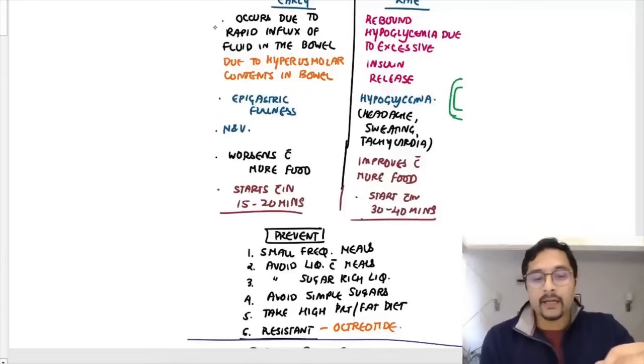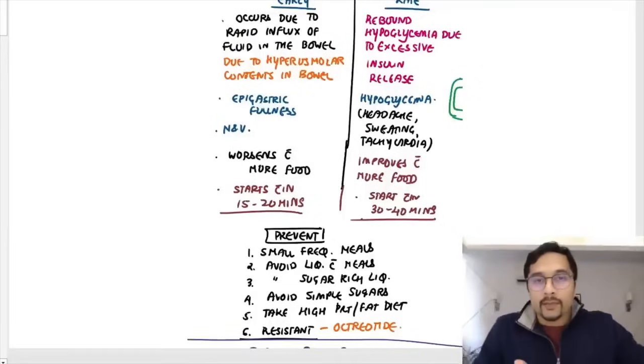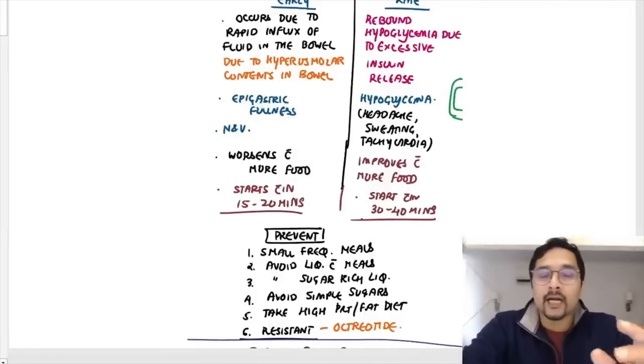Now early dumping occurs due to rapid influx of fluid inside the bowel. Patient will come with epigastric fullness, nausea and vomiting, and these features would start within 10 to 15 minutes of consumption of food.